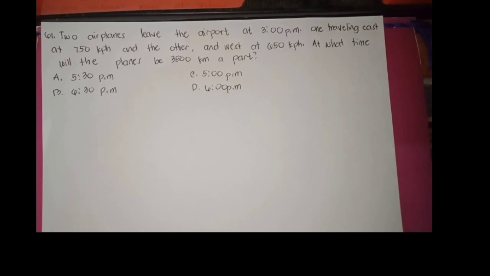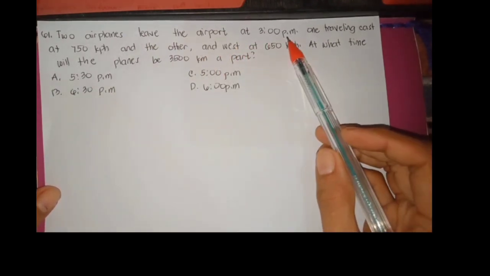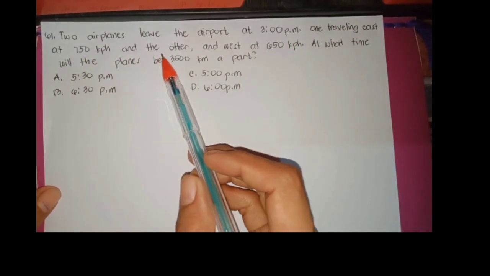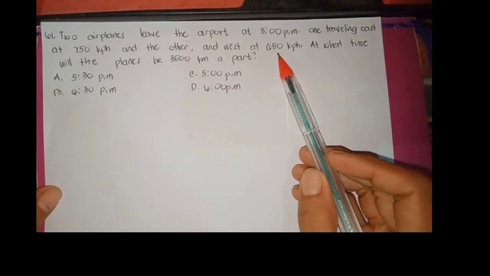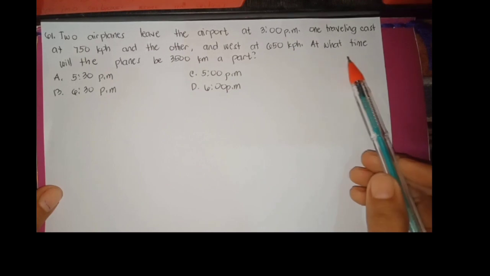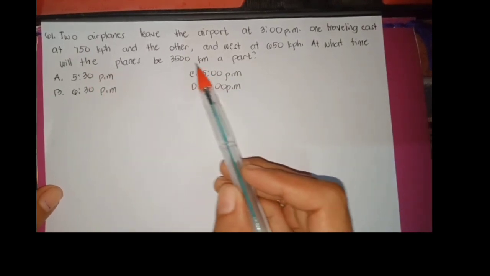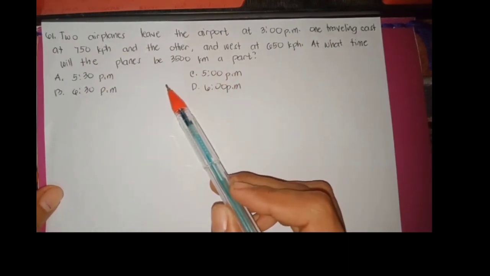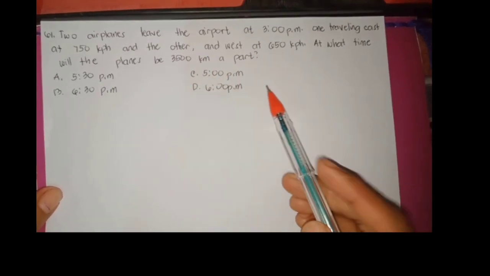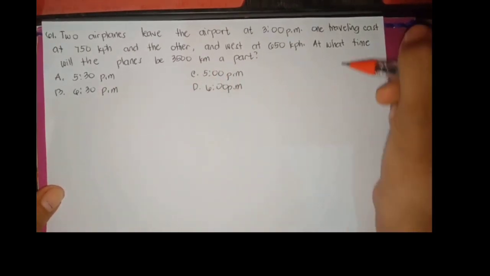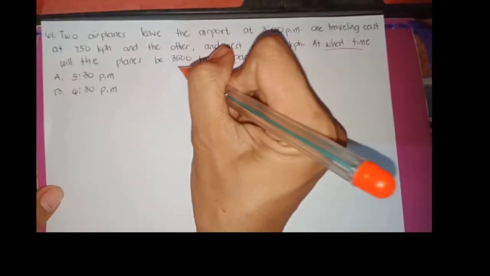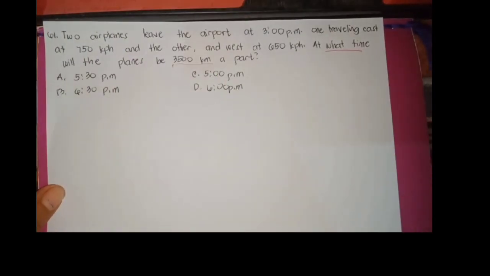This time, we will be answering some mathematics questions. The first question is, two airplanes leave the airport at 3 o'clock p.m., one traveling east at 750 km per hour and the other west at 650 km per hour. At what time will the planes be 3,500 km apart? So, the question in this problem is, what time will the planes be 3,500 km apart?